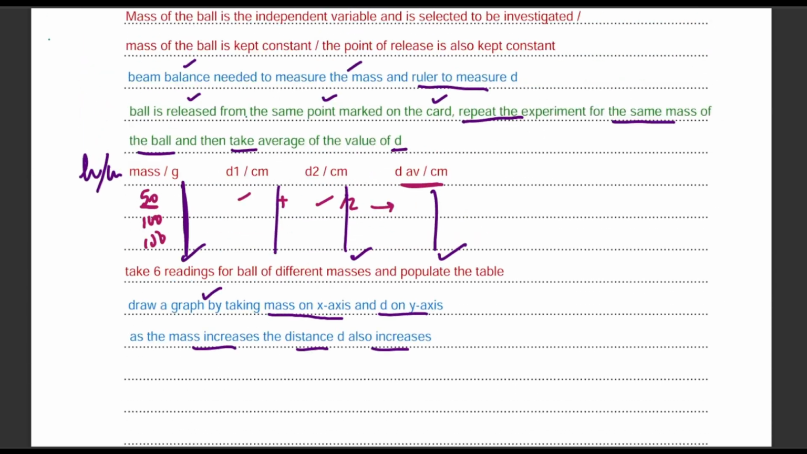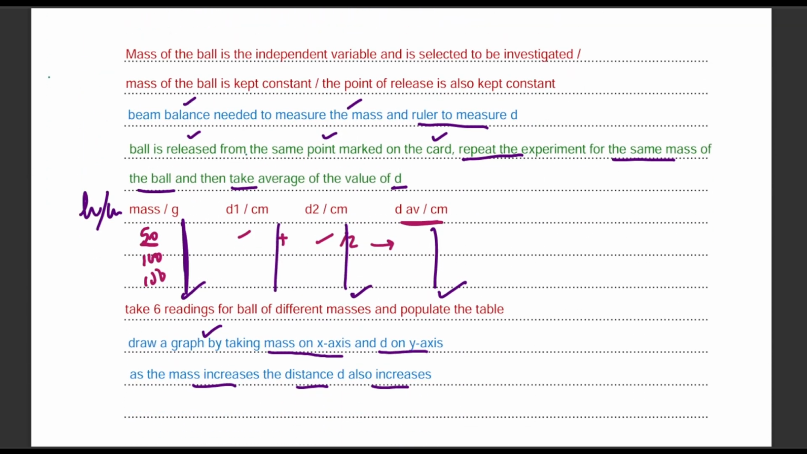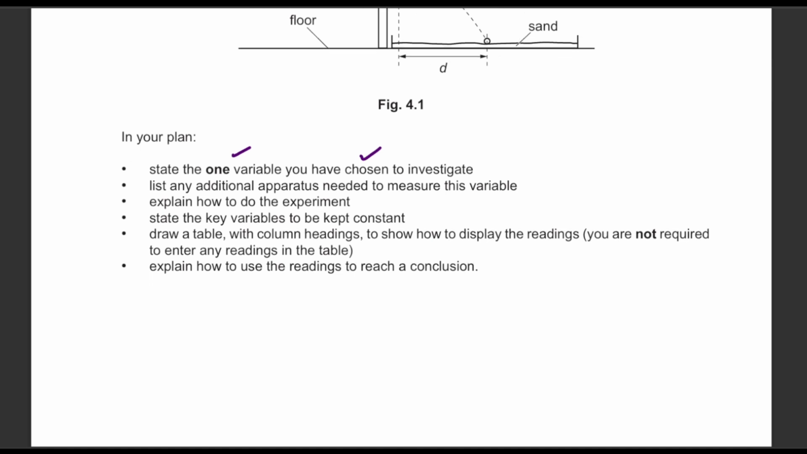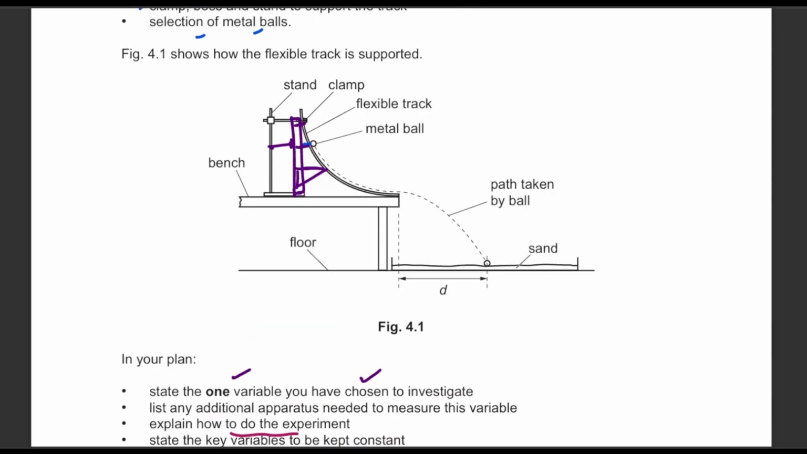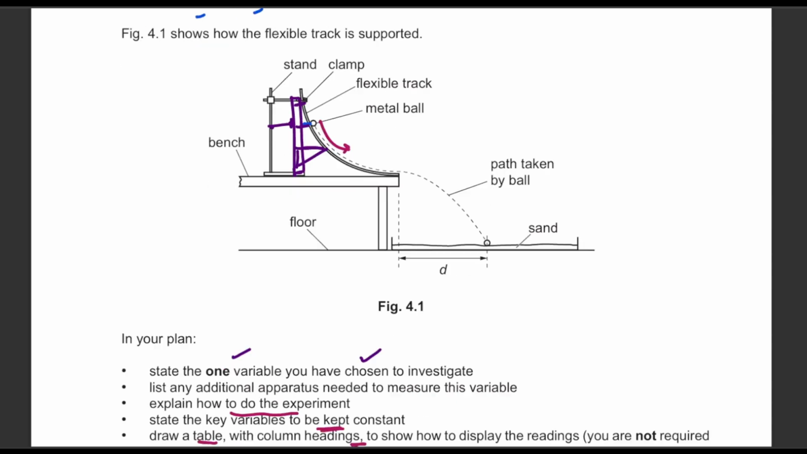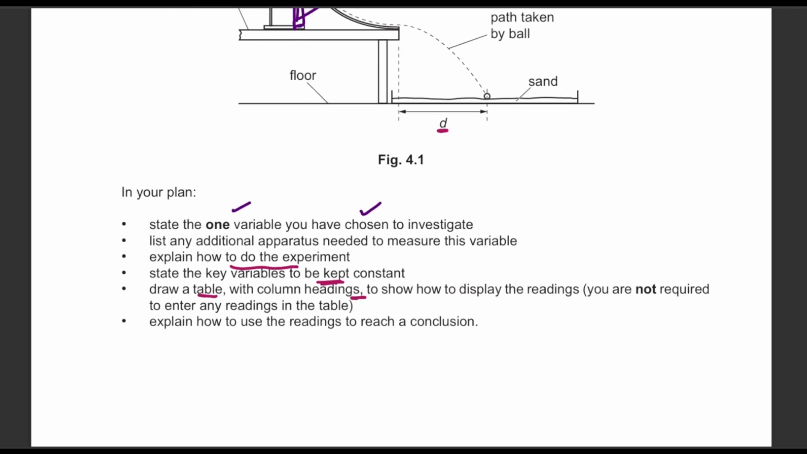And notice I didn't have to use both pages. Your answers can be very precise, very straightforward, and definitely they can fit into one single page. You just really have to be careful about following these points. So you can see that a table was mentioned with headings. We mentioned what I'm trying to keep constant. I mentioned how to do the experiment, which means that I'm going to tell the examiner that I'm going to release the ball and expect to measure the value of D.